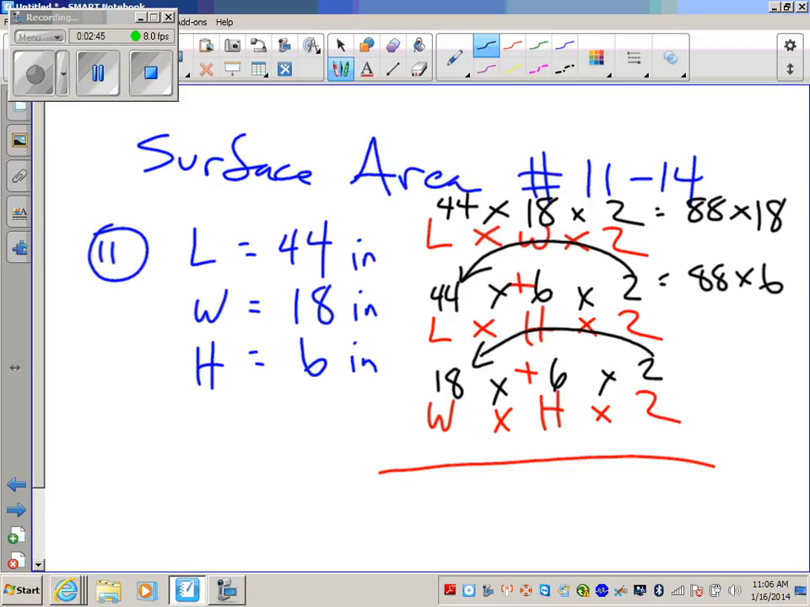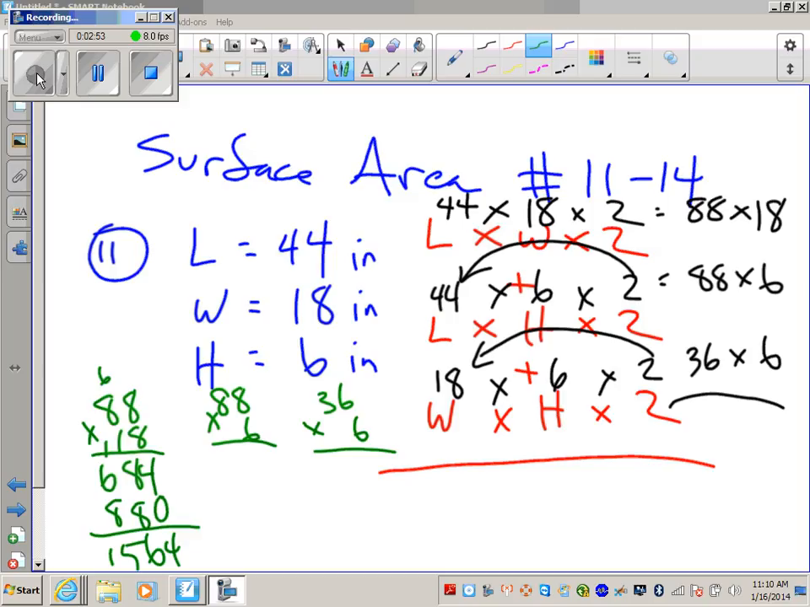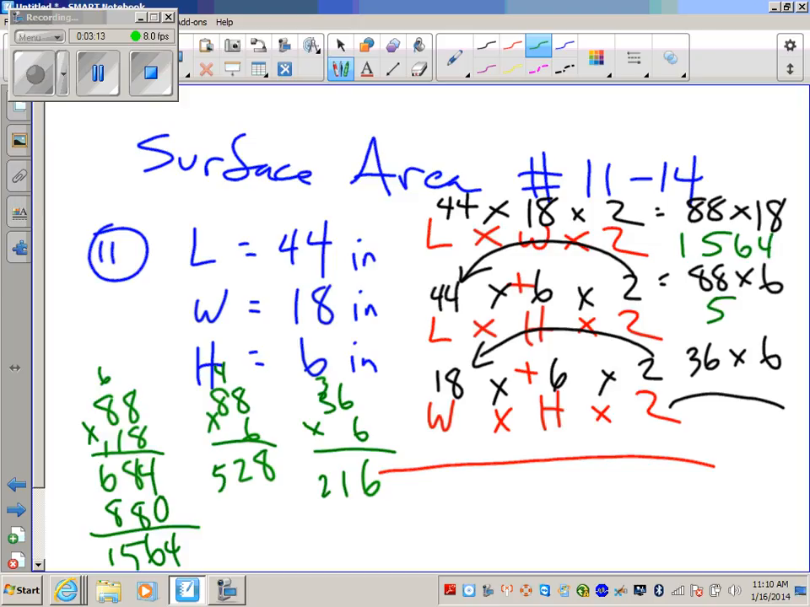18 times 2, you said before, was 36. Times 6. Good. Do the work, add them up. See what you get. 64 for the 88 times 18, correct? For the 88 times 6, 48 plus 4 is 528. And then 36 should be 216. So 1564, 528, 216. 12 plus 6 is 18. 7, 9.